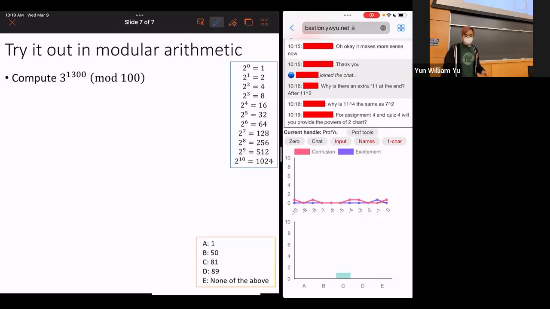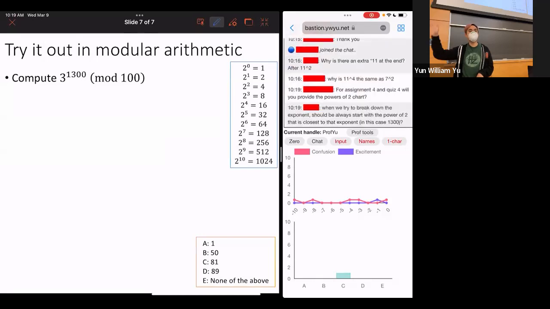For assignment 4 and quiz 4, will you provide pairs of 2 charts? I will go ahead and provide pairs of 2 charts for any time I think it's necessary.